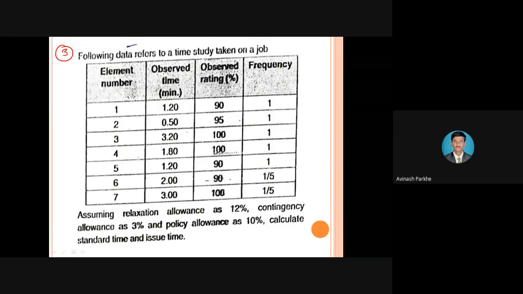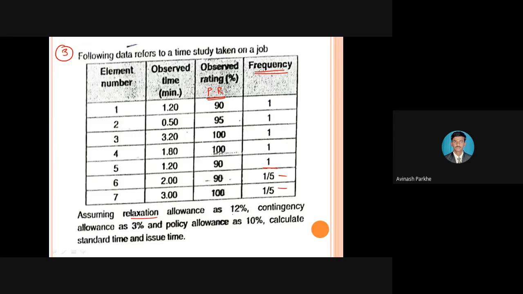So let us see once again, the following data refers to a time study taken on the job. Here the total 7 elements are represented by column number 1. Then the observed time for each and every element is represented by the second column. The observed rating, also called the performance rating, is also measured, and their frequency is also mentioned. For element number 1 to element number 5, the frequency is 1, but for the 6th and 7th elements, their frequency is 1/5. So the effect of the frequency also we have to consider during the normal time calculation.